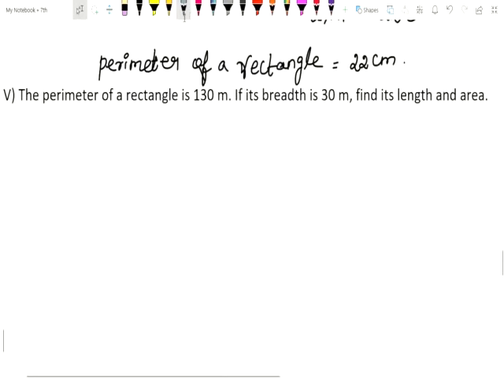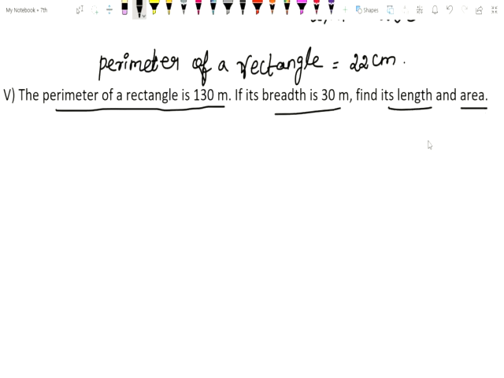The perimeter of a rectangle is 130 meter. Breadth is 30 meter. Find its length and area. In the previous question, area and breadth were given, and they asked to find length and perimeter. And in this, perimeter and breadth is given. We need to find out length and area.